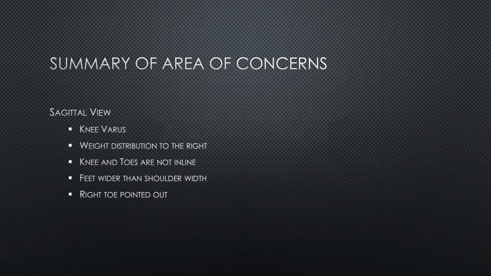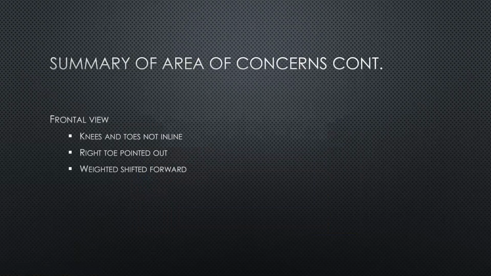So a summary for the area of concern. From sagittal view, we saw the knee varus. The weight distribution went to the right. His knees and toes are not in line. His feet are a bit wider than shoulder width apart. And then his right toe pointed out.